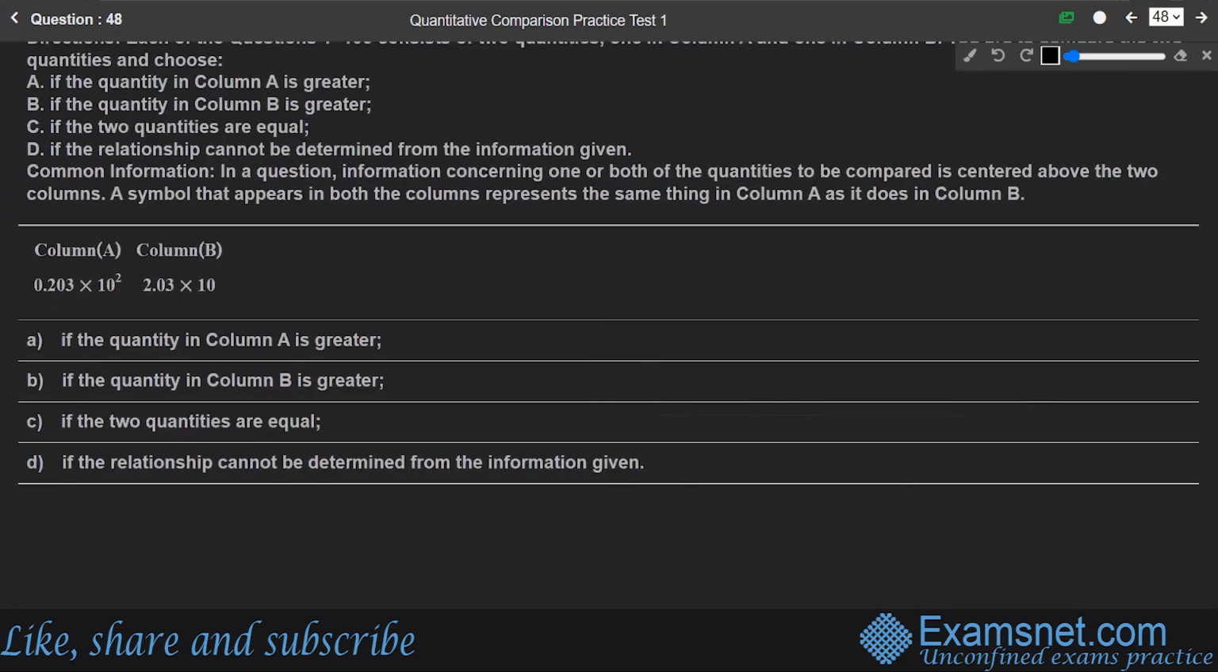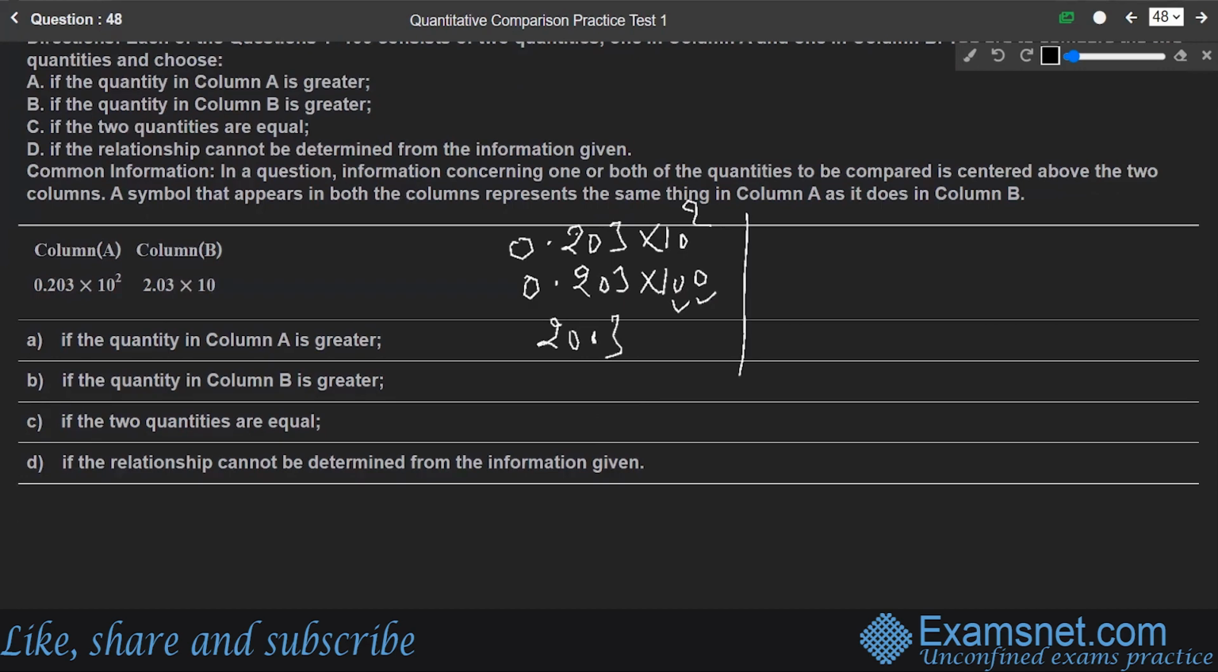Now column A has a particular expression to solve. Column B also has an algebraic expression to solve. Let us solve it. Column A has the value 0.203 into 10 square. Whenever we multiply any decimal number with multiples of 10, the decimal gets shifted by the same number of zeros. So it's 0.203 multiplied by 100. If you do this, the decimal will be shifted two places right, because there are two zeros available. So the number becomes 20.3. This is the value in column number A.